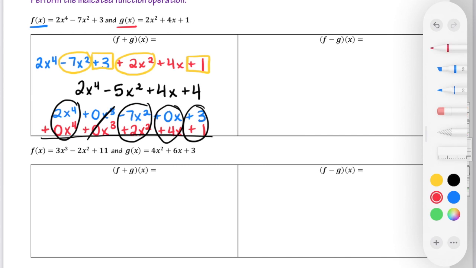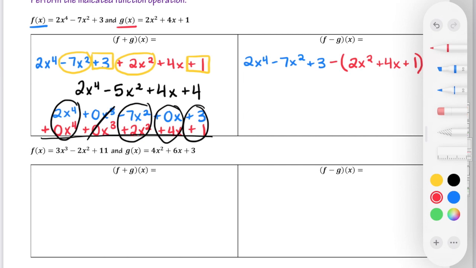So for the next one, we have to do f minus g of x. So I'm going to start by writing down f. I'm using blue. So f is 2x to the fourth minus 7x squared plus 3. And then I'm subtracting g of x. So when I subtract g of x, I need to make sure I put it into parentheses because I have to make sure I subtract all of the terms in g of x. So I'm going to put 2x squared plus 4x plus 1.